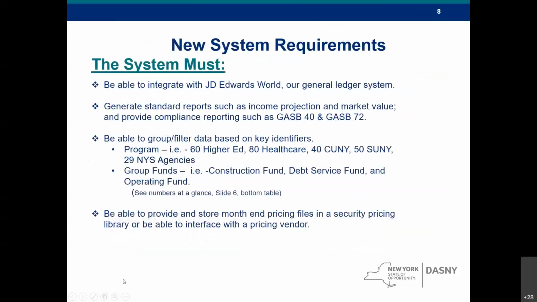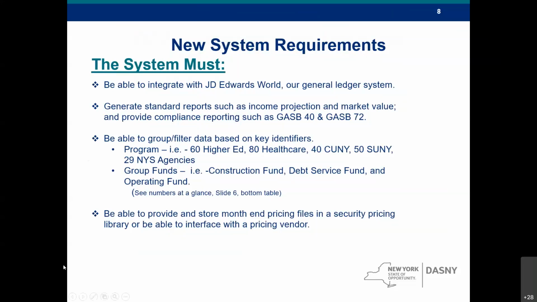New system requirements. The system must be able to integrate with DASNY's accounting system, JD Edwards World. It must be able to interface with the general ledger, creating accounting journal entries reflecting all investment transaction activity. It must be able to generate GASB compliant reports. DASNY is specifically looking for GASB 40, deposit investment risk, and GASB 72, fair value measurement. We have attached examples of these reports in the attachments section of the RFP, as these are critical components of multiple state audits provided annually.